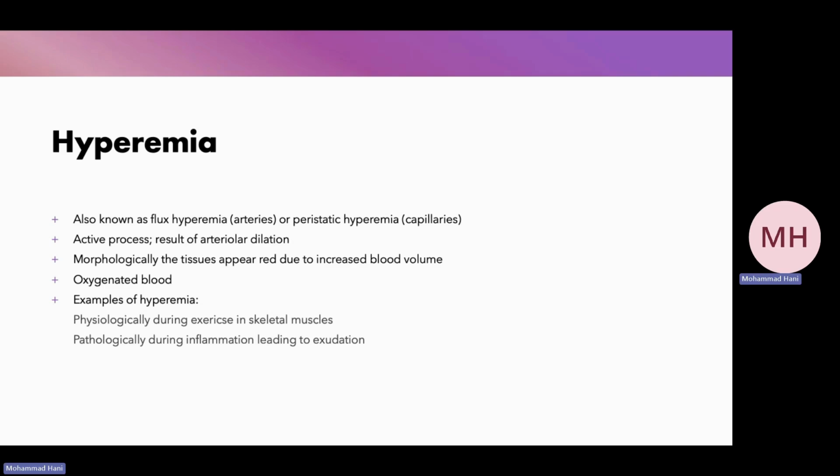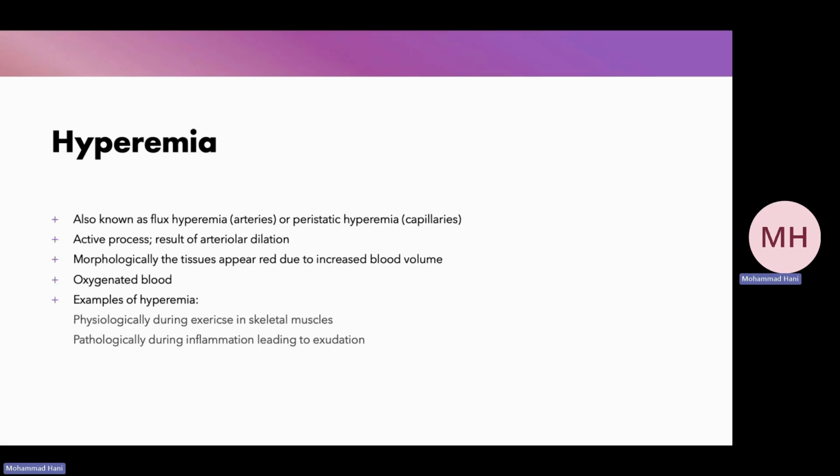Another term for hyperemia is flux hyperemia. The term flux hyperemia is very liked by Professor Dushkova. And you also have peristatic hyperemia, which you see mainly in capillaries, as compared to flux hyperemia, which you see mainly in arteries. So, the main difference between hyperemia and congestion is that hyperemia is an active process.